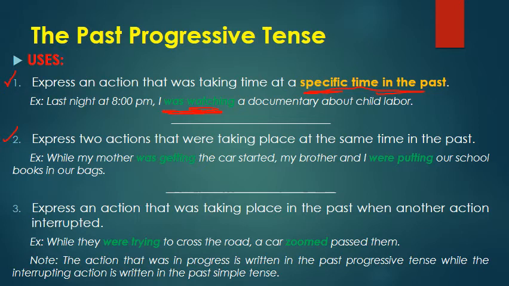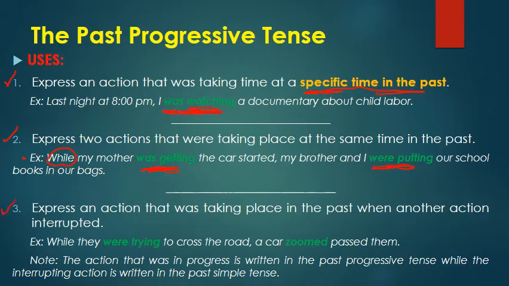Okay, example. Here, while my mother was getting the car started, my brother and I were putting our school books in our bags. How many actions are those? 2. When are they happening? At the same time. Of course, keywords are while or as. As my mother, or while my mother was getting the car started, my brother and I were putting our school books in our bag.